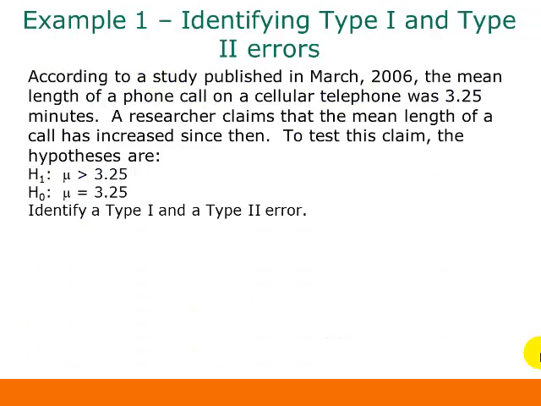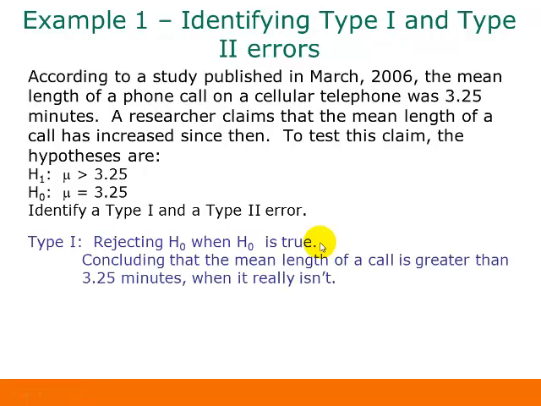Let's do some examples of identifying type 1 and type 2 errors. So back to our study on the length of cell phone calls. We already found our alternative and null hypothesis. Now let's use those to identify type 1 and type 2 errors. So a type 1 error is rejecting the null hypothesis when the null hypothesis is actually true. In this case, that would mean concluding that the mean length of a call is greater than 3.25 minutes when it really isn't.